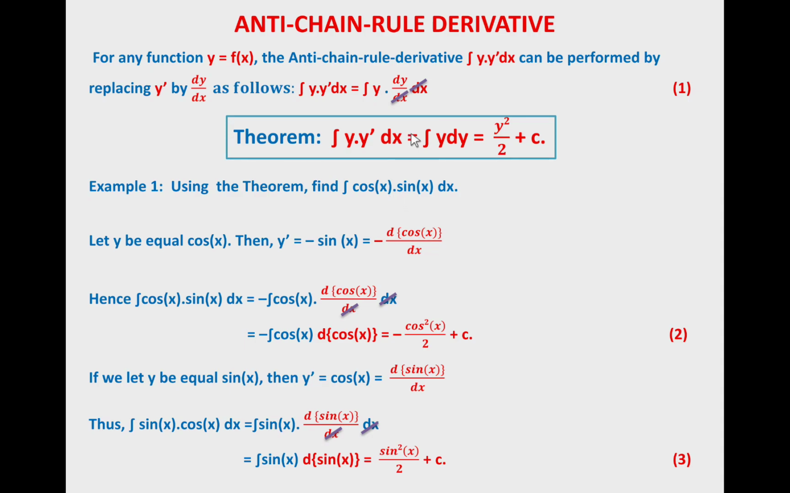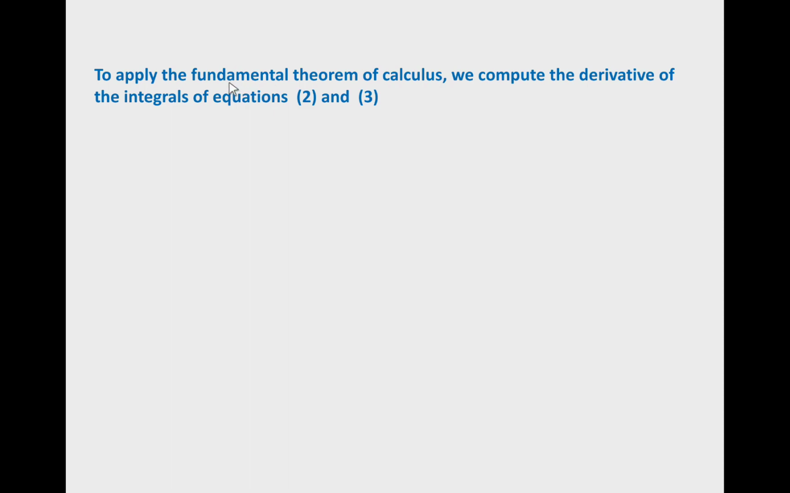So let's go ahead and try to verify these two examples. To verify the examples, we're going to apply the fundamental theorem of calculus. Like I said, we compute the derivative of the integrals 2 and 3, just to confirm that it worked for all cases, because this is just without loss of generality. So let's use the chain rule in the process.